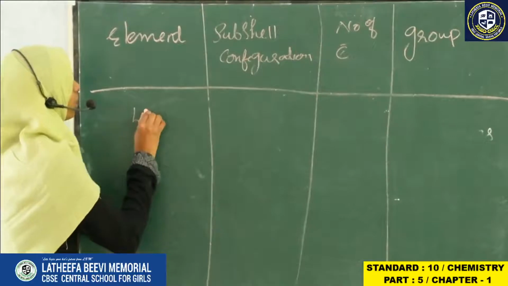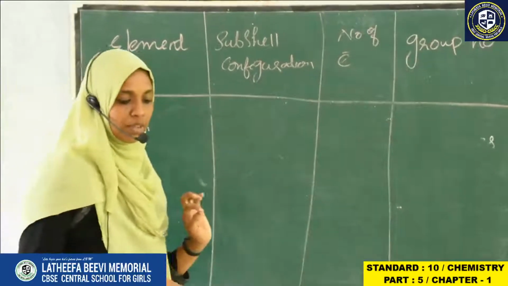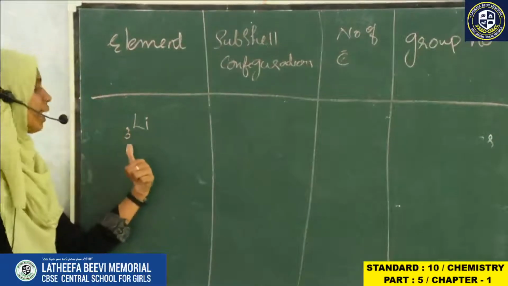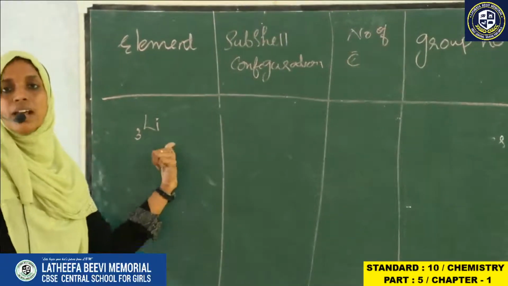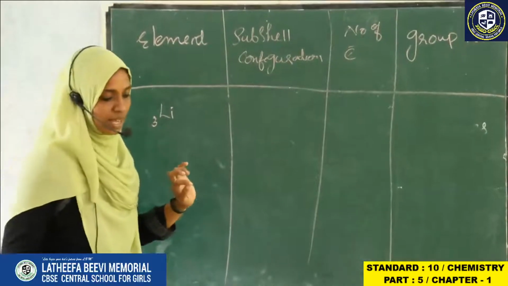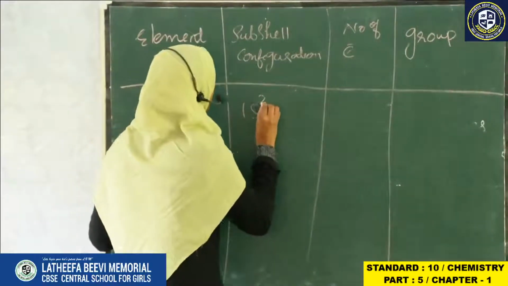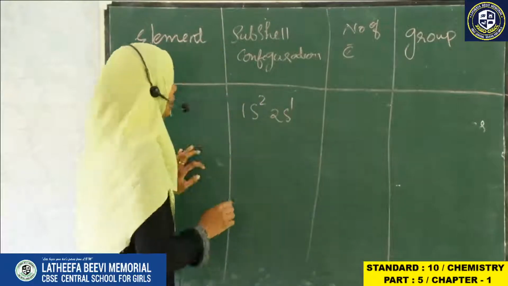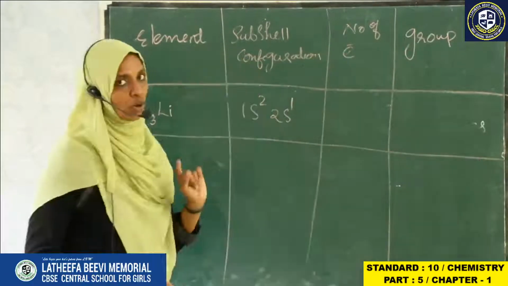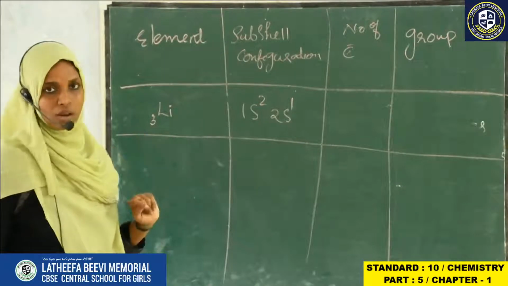What is the atomic number of lithium? The atomic number of lithium is 3. We always write the atomic number on the left side. So we can write the subshell electronic configuration as 1s2, 2s1. 1s2, 2s1 is the subshell electronic configuration of lithium.